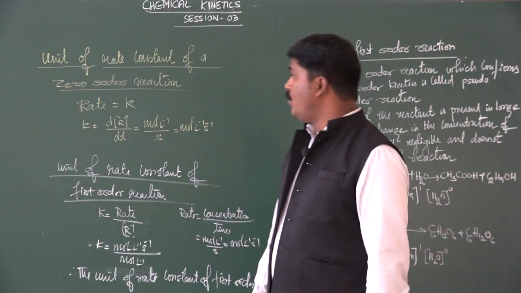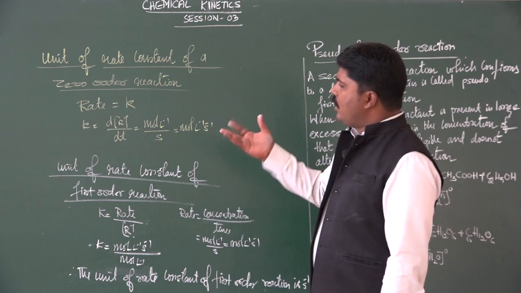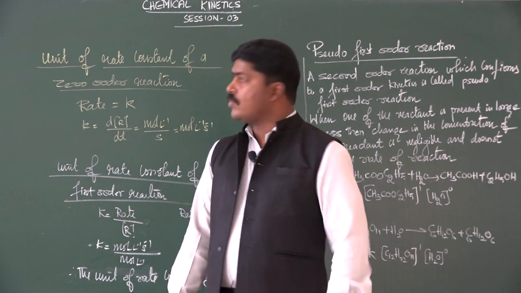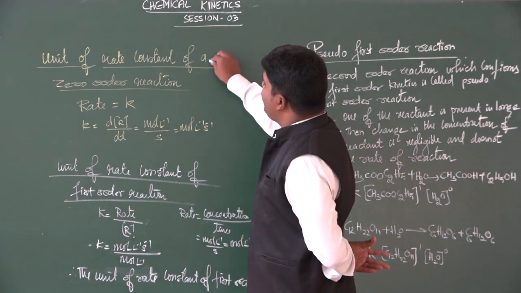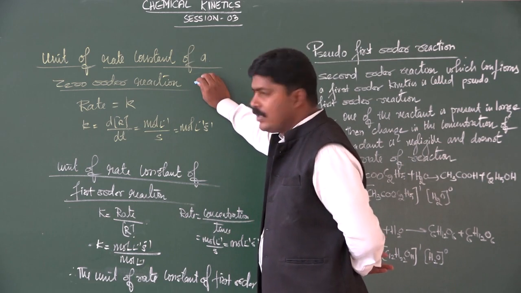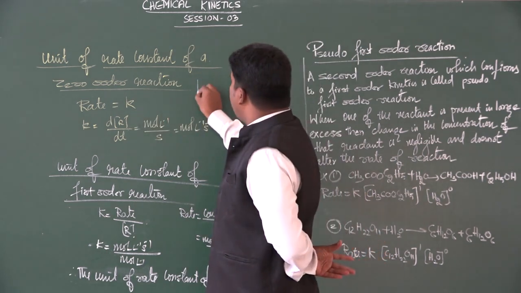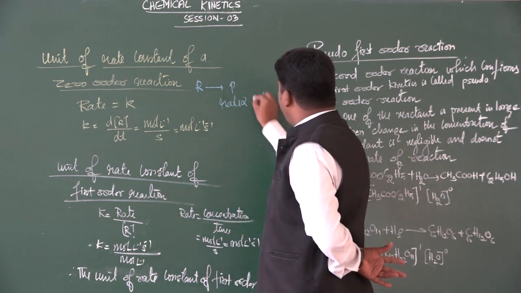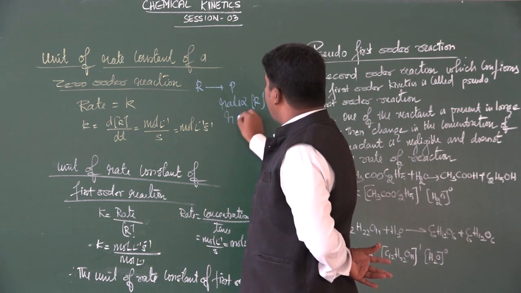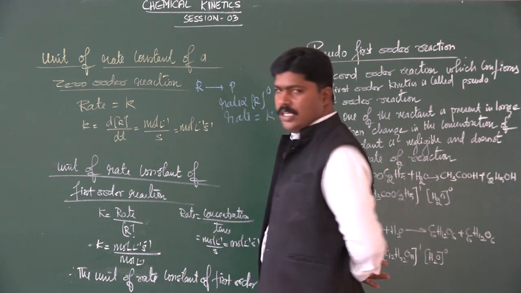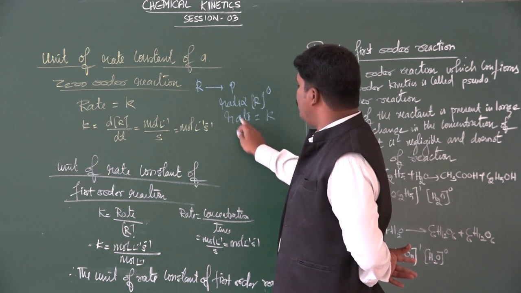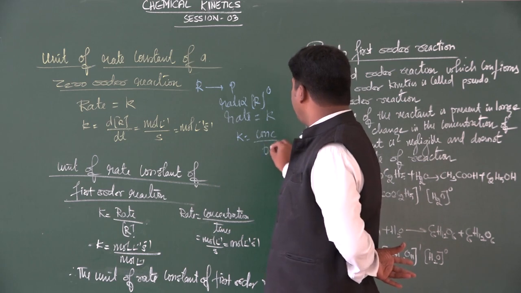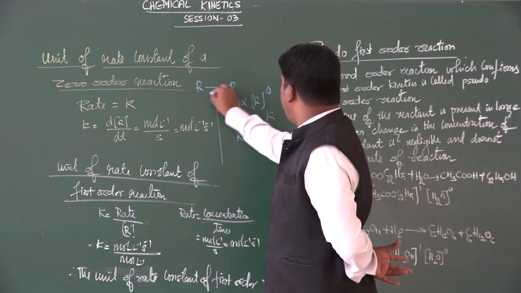We just finished the derivation of rate constant of a zero order and of first order. Now, as we move towards the unit of rate constant of a zero order reaction, we know that reactant R giving a product P and rate is directly proportional to R to the power 0. Then we say rate is equal to k, for zero order. What is rate? Concentration by time.